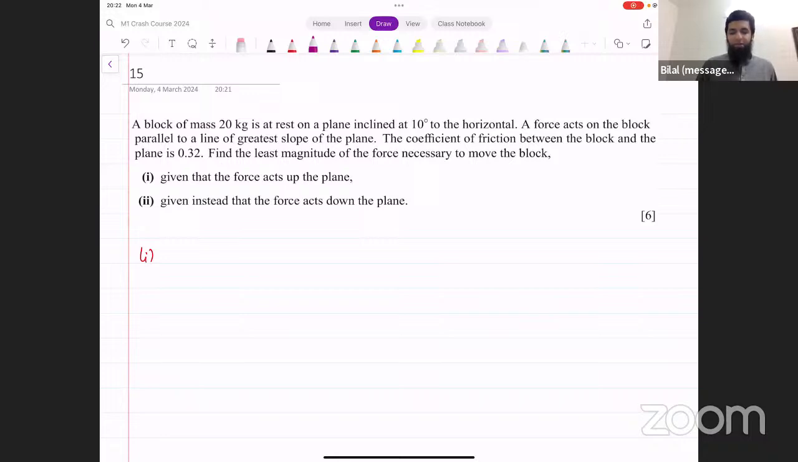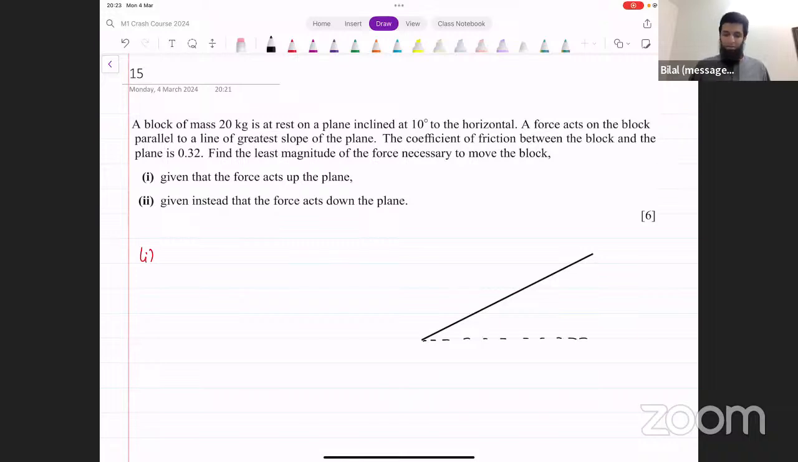Now, in mechanics, I would recommend that whenever you don't have a diagram given in the question, always make your own diagram. That makes things easier to understand. In this case, we don't have a diagram given. It's going to make things easier if you just draw this diagram yourself. Okay, so this is what it might look like.